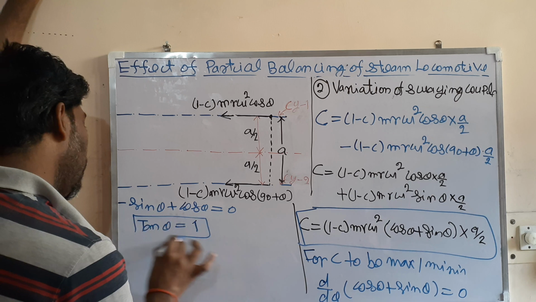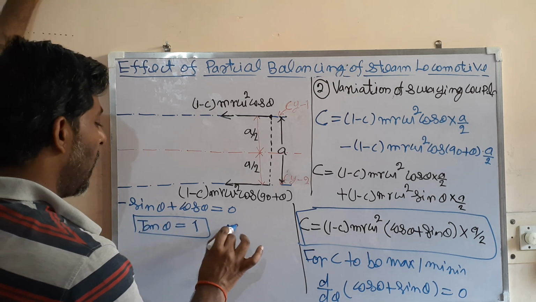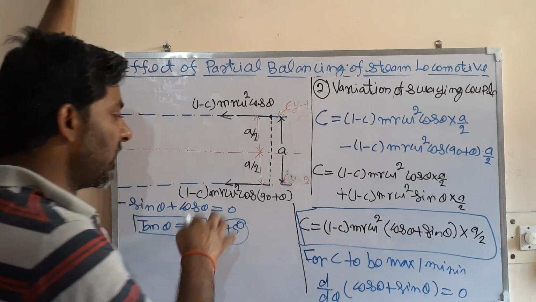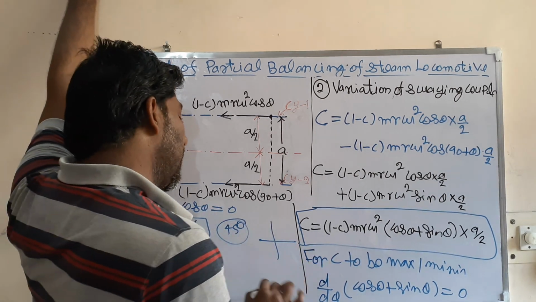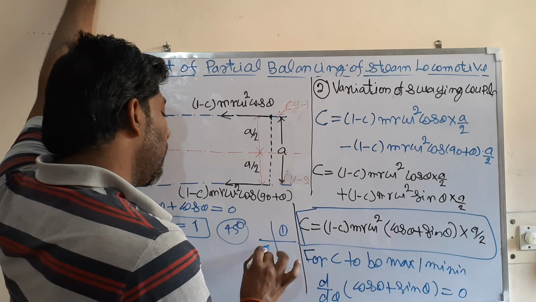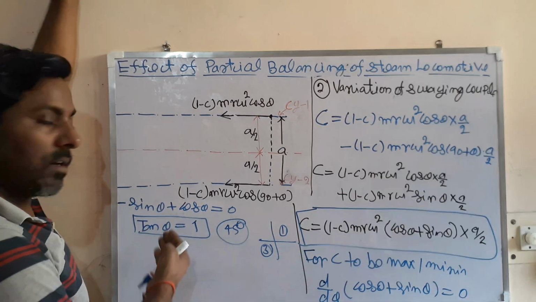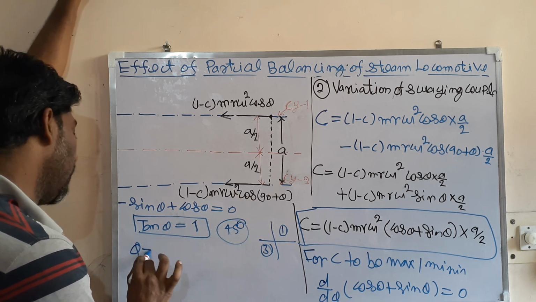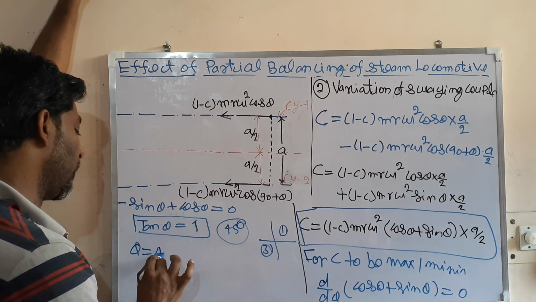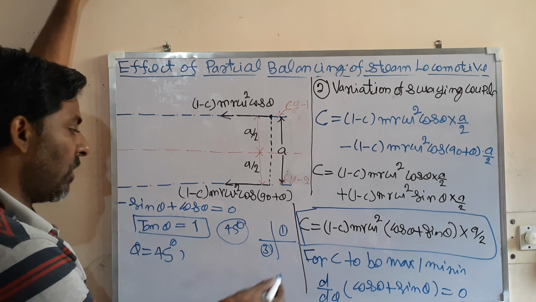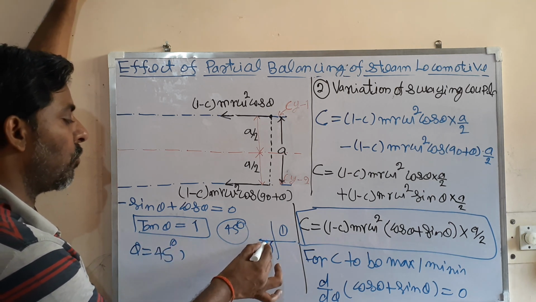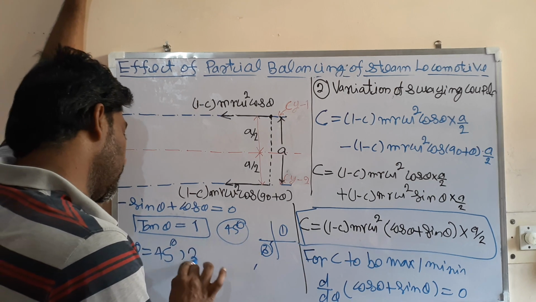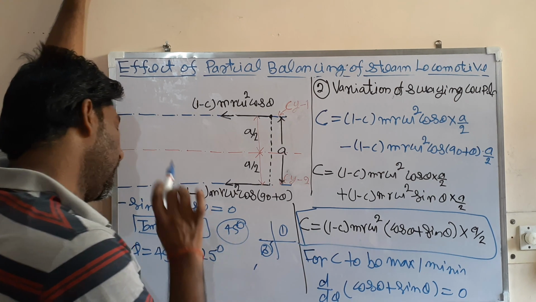Tan theta is equal to 1. That is, theta is equal to what? 45 degree. But let us see that tan theta is positive in what? Tan theta is positive in the first and the third quadrant. So what will be the value of theta in the first quadrant? Its value is 45 degree. And what will be its value in the third quadrant? 180 plus 45. So this will be 225 degree.